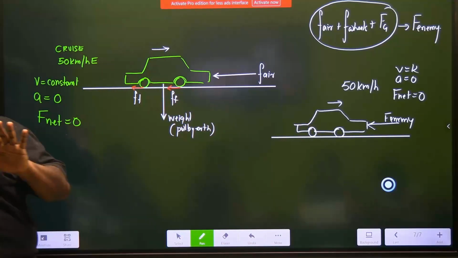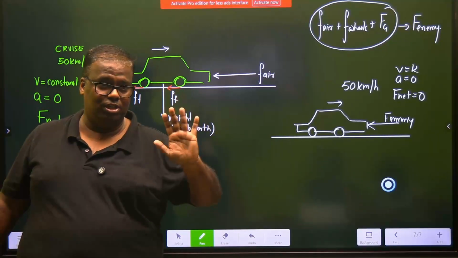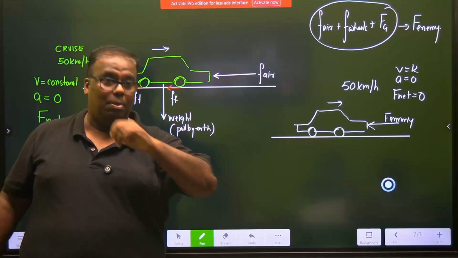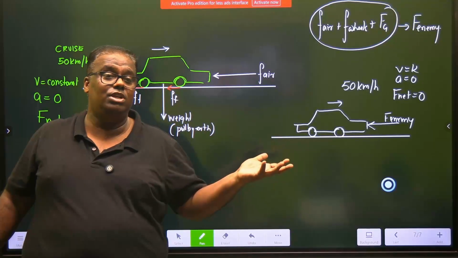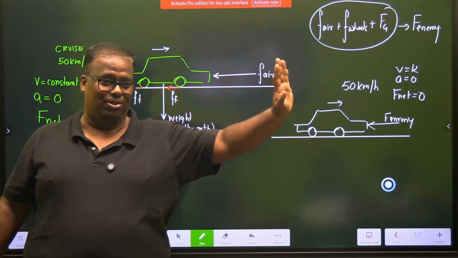But Newton's laws are never proved. There is no proof of Newton's laws. But nothing has been found in the universe that does not obey Newton's laws.